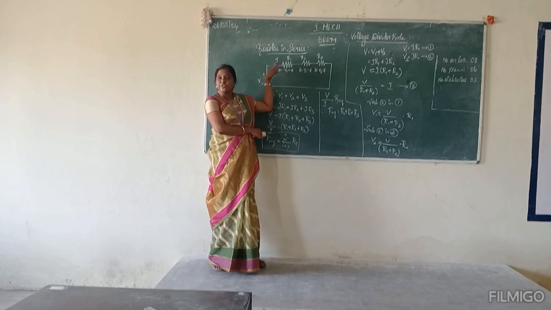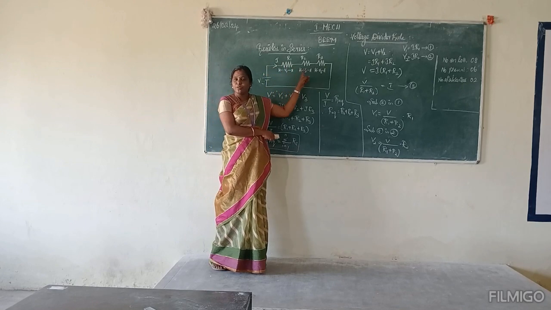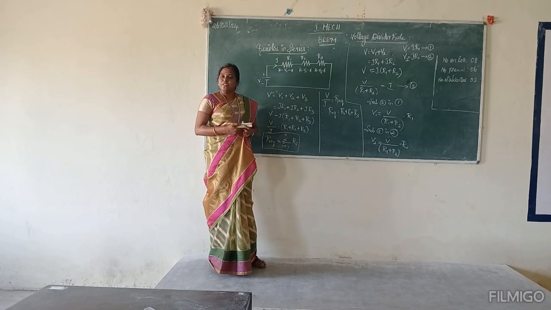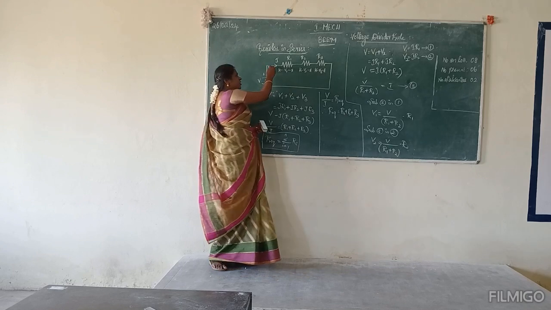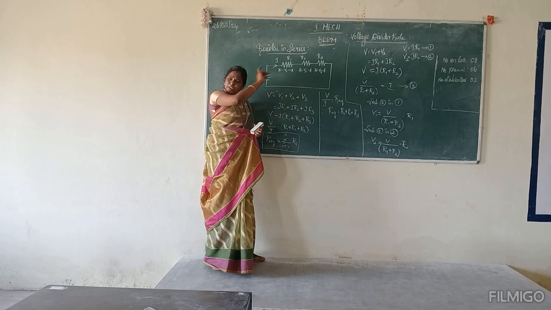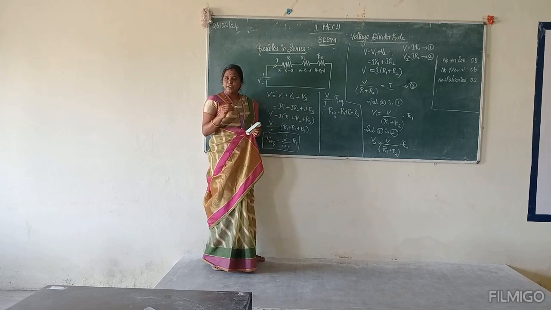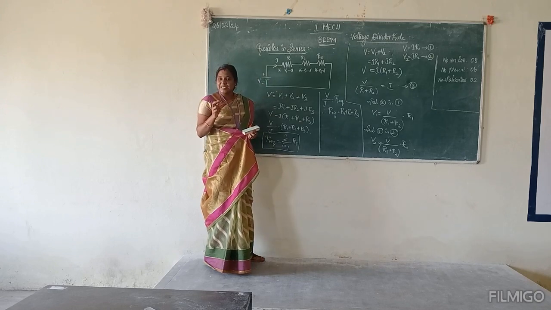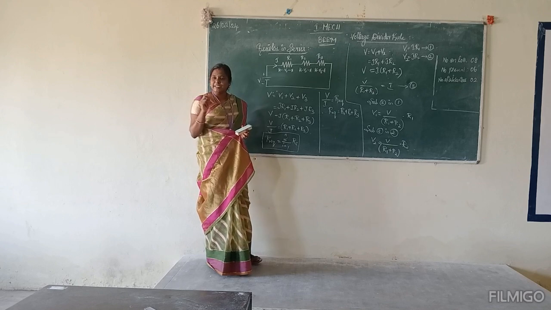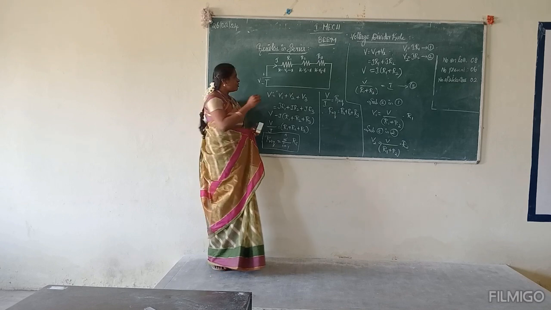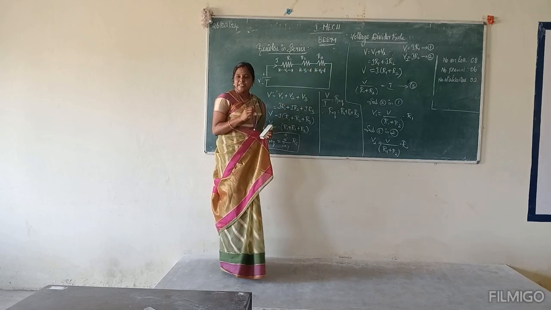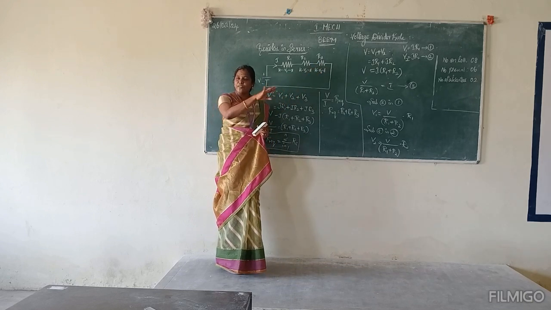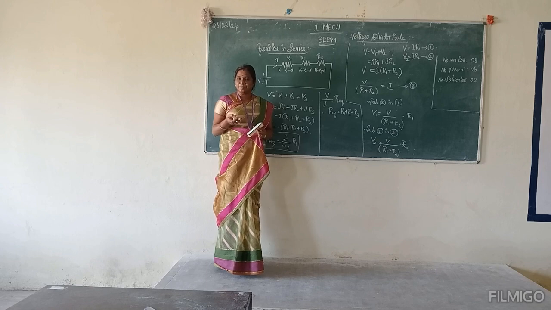Yes, the same I is flowing across R1, R2, R3, because there is no branch for current division. Only one branch like that, so only one current flows. If there is no current division, it means that all the components are connected in series. So here resistors R1, R2, R3 are connected in what? Series. This type of connection is known as series connection.